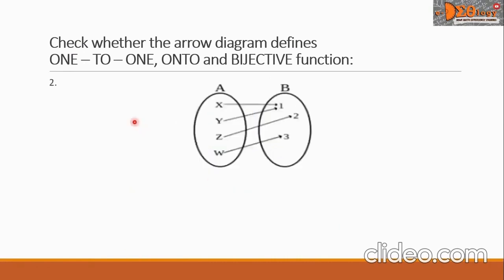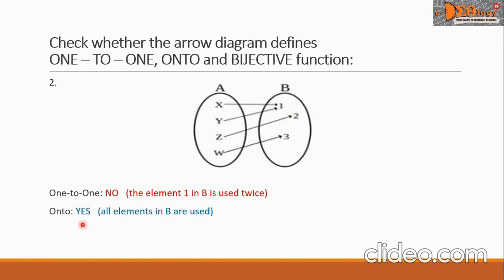Let's have example 2. Look at this figure and we will check if this is 1-to-1, onto, or bijective. Is the function 1-to-1? The answer is no, because the element 1 in group B is used twice. Next question. Is the function onto? The answer is yes, because all elements in B are used.